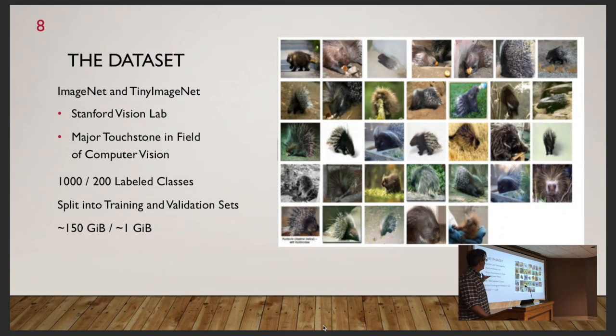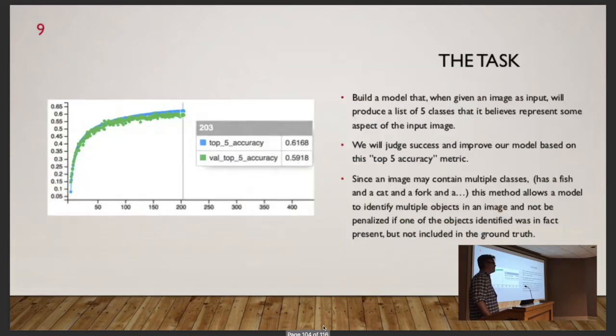So what we did: the data set is a popular benchmarking data set, the ImageNet data set. You see an example of what would be a class, porcupine, a bunch of different images of porcupines. For this, I ended up using a Tiny ImageNet data set that Stanford put out, which is 200 labeled classes instead of the full 1,000. The original is 150 gig. This one's only about a gig, so it's a little easier to manage.